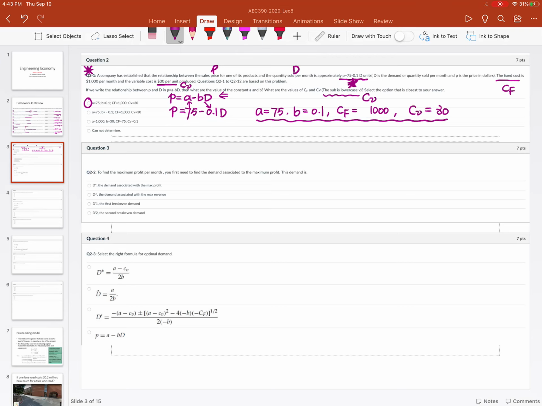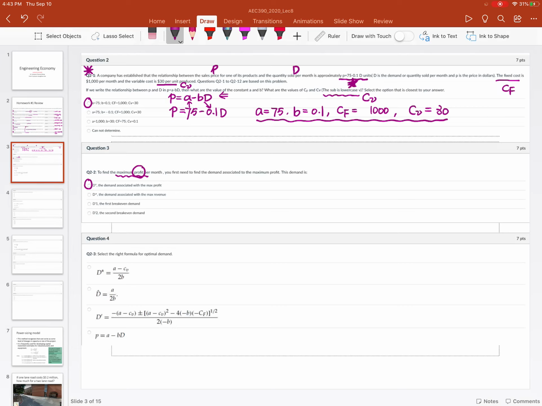So question number 2, to find the maximum profit per month. Maximum profit, keep that in mind, it's profit, not revenue. You'll first need to find the demand associated with the maximum profit. The demand where you can reach your maximum profit is called the optimal demand, and we write it as D star. So this is the right answer.